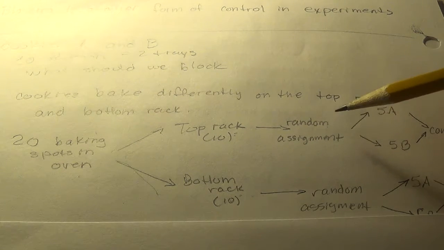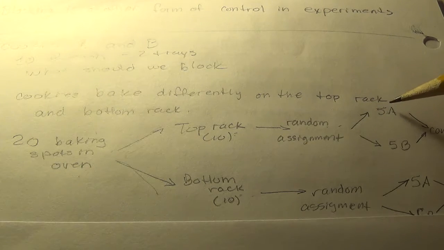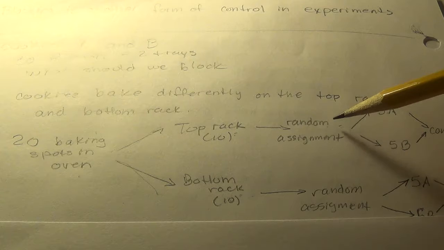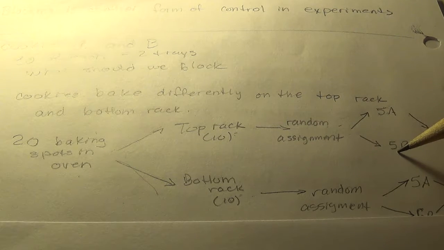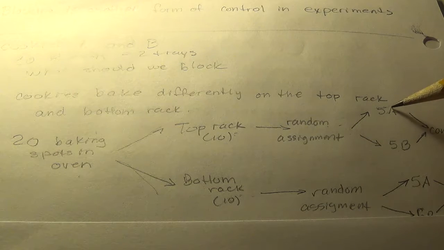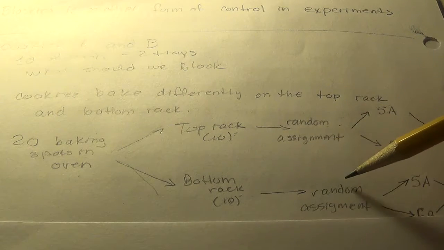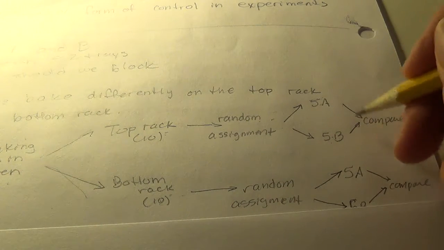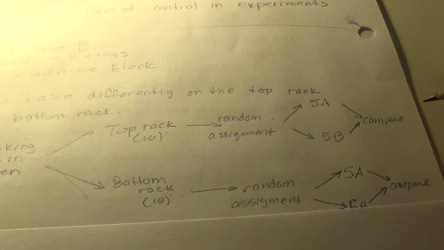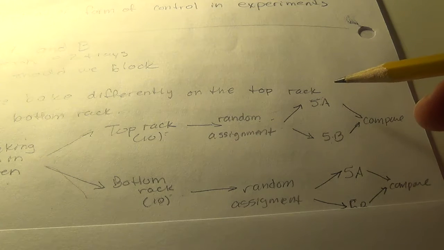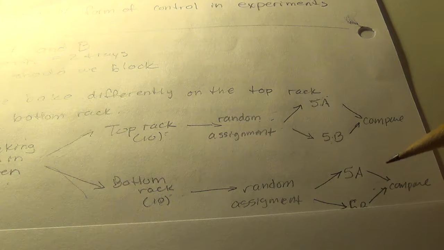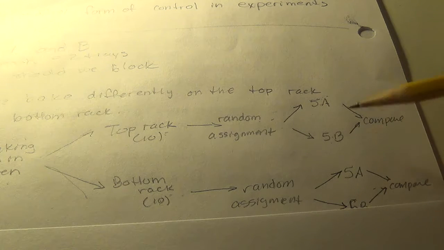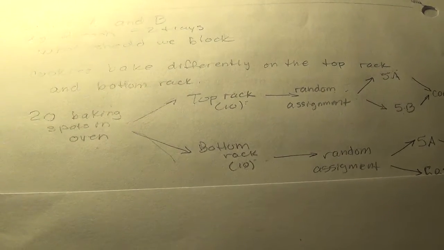Once we've decided that there are 10 spots on the top and 10 on the bottom, we are going to randomly assign recipe A, 5 on the top, so this is my top rack, and 5 from recipe B. So on the top I have 5 A and 5 B, and on the bottom I have random assignment 5 A and 5 B. Then I'm going to compare the tops to the tops and the bottoms to the bottoms and see which recipe comes out the best. Now it's possible that on the top A is better and on the bottom B is better, so then we can't make any clear conclusions of which is best of all. But that is the truth of the matter, and we have to consider the truth.